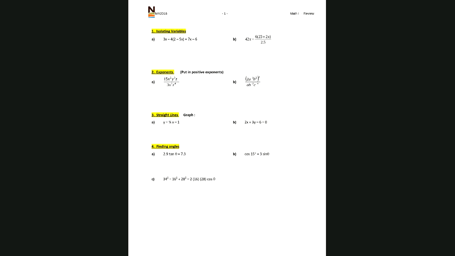So for question A, we need to multiply the -4 in the bracket first before grouping like terms. So the next line will be this. Now we have x terms and we have constant terms. So we have to group all the x terms on one side. So I'm going to put the x terms on the left side.